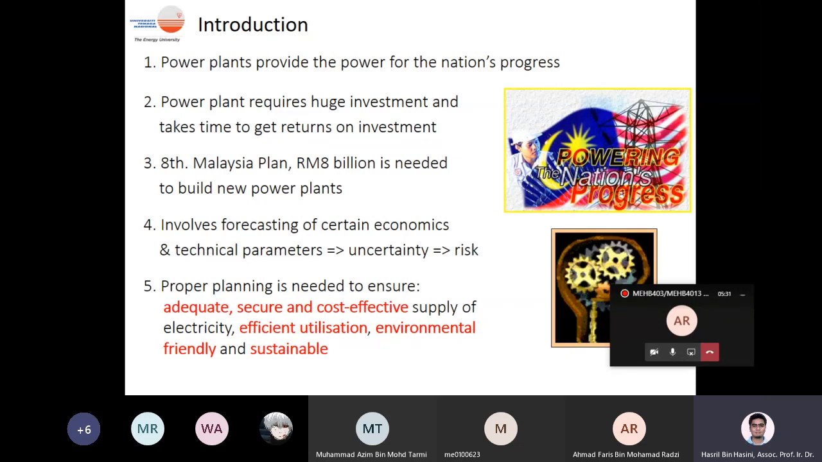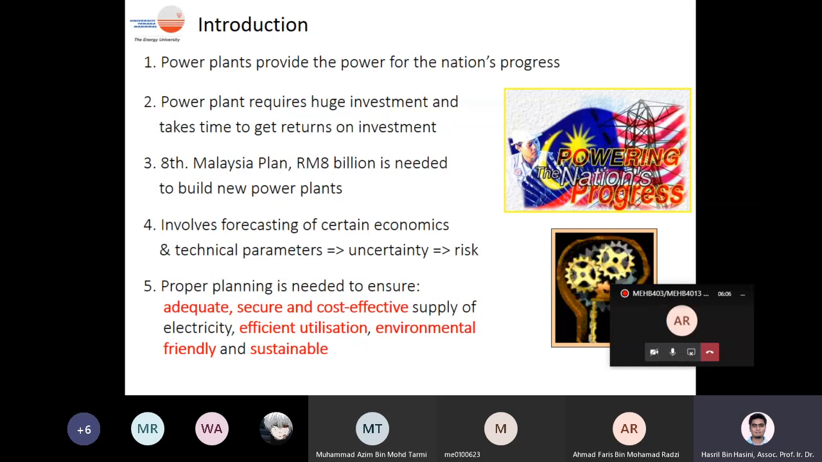So the planners, we have the economic planners for the country. They always look at the need to build a new power plant. There are many characteristics or factors that are needed to build a power plant. Part of it we will try to look at in general. Very simple, but common sense, for us to look at what factors we need to see before we decide to build a power plant.